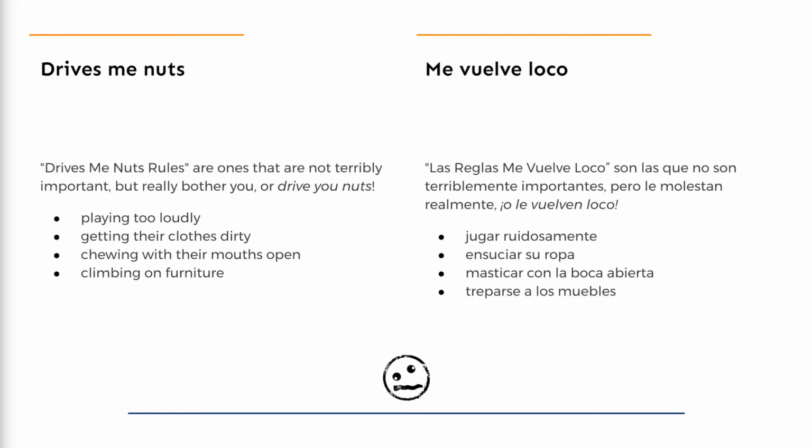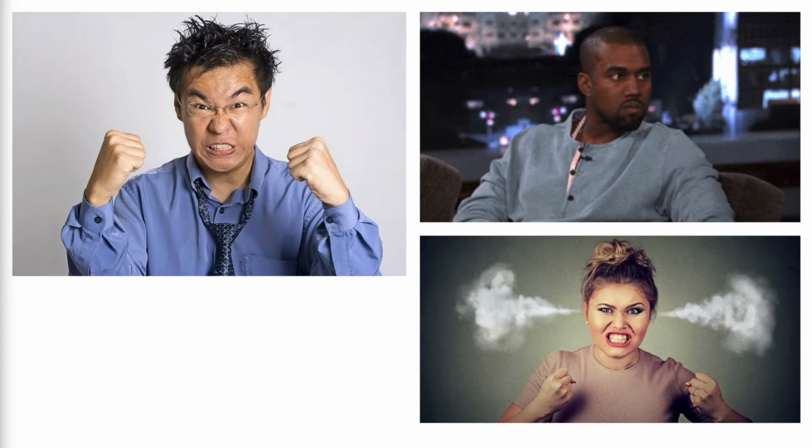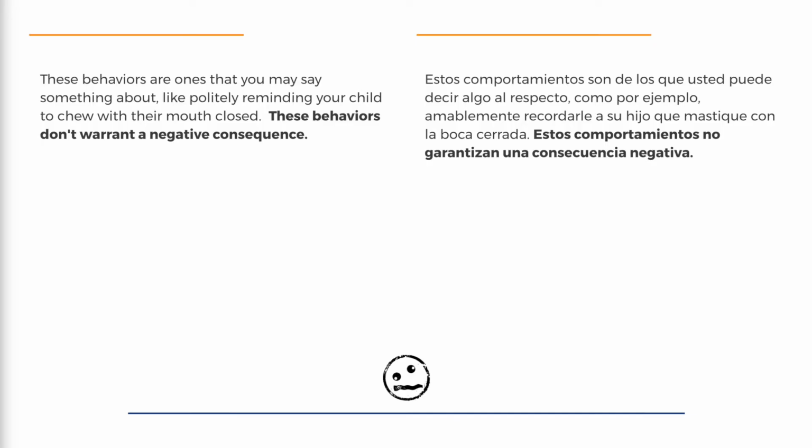Drives me nuts. Drives me nuts rules are ones that are not terribly important but really bother you or drive you nuts, such as playing too loudly, getting their clothes dirty, chewing with their mouths open, and climbing on furniture. Usually, parents in the EPIC groups can identify what drives them nuts really easily. We all have 1 or 2 or 100 of these things that drives us nuts.